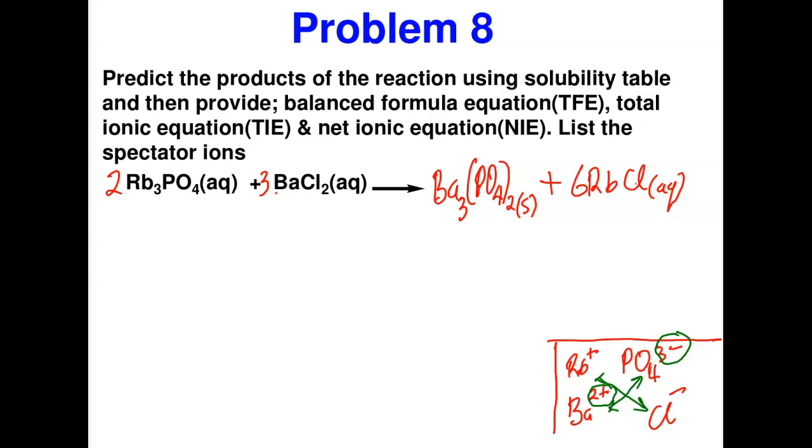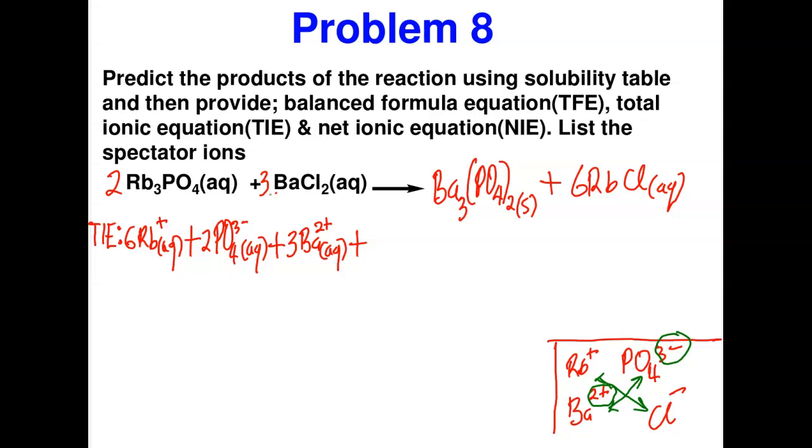And now what do we do next? We want to figure out the total ionic equation. The total ionic equation is TIE. What is our TIE? Again, on the left side, all aqueous species are going to be broken down. So this is 6, of course, 2 times 3 is 6 Rb plus aqueous, plus. Here, phosphate is 2, so you're going to say 2 PO4 3 minus aqueous, plus. Barium, we already said it's 2 plus, but here it's 3. So we're going to say 3 Ba 2 plus aqueous, plus.